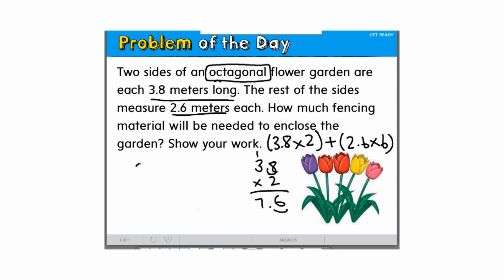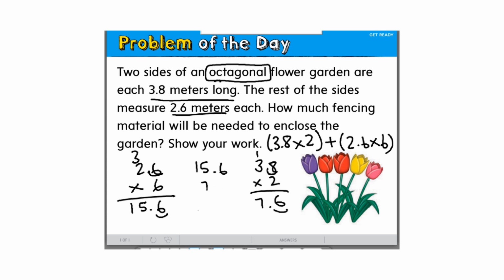So next thing is 2 6/10 times 6. Those are the other 6 sides of the shape. 6 times 6 is 36. 6 times 2 is 12. Plus 3 more is 15. And then we have 1 decimal point there, 1 here. And then we can add these together.